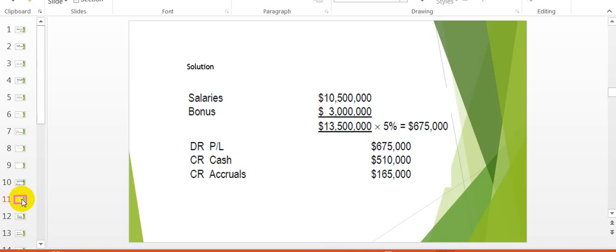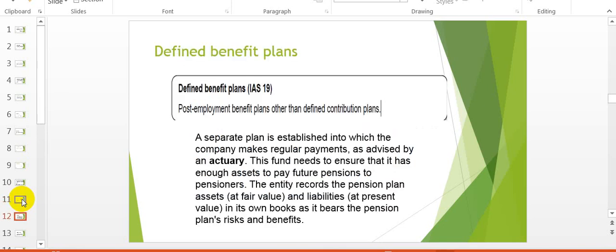So this one is quite straightforward. We now move to the defined benefit plan.